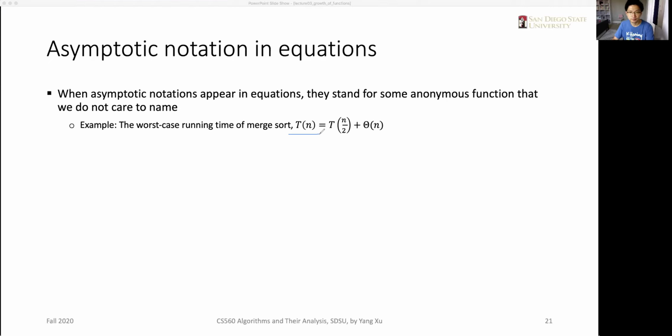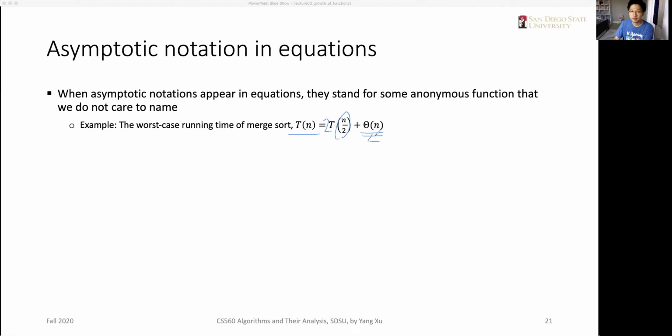T of n. Actually, there's a typo here. I will fix this in the slide. So it should be 2 here. So the running time on inputs of size n is 2 times the running time of a subsequence, plus the big theta of n.